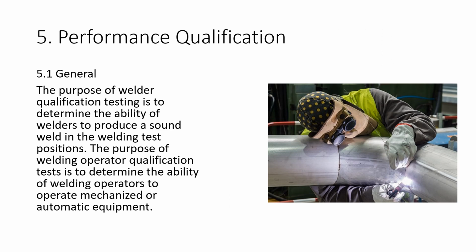For performance qualification, this is the scope of Clause 5, performance qualification. The purpose of welder qualification is to determine the ability of welders to produce sound welds in the welding test positions. So that's what we're doing here.